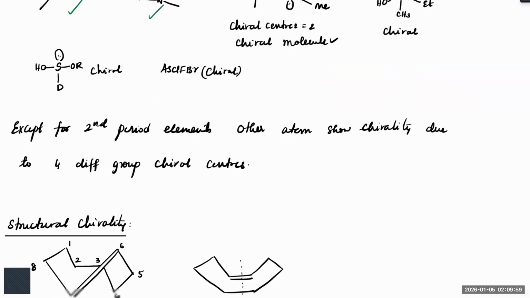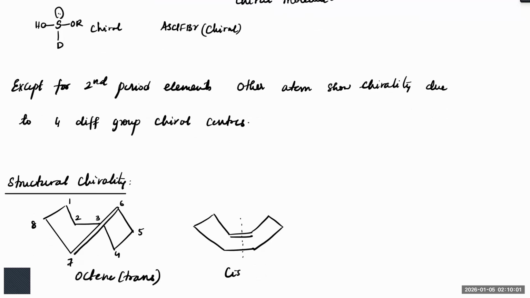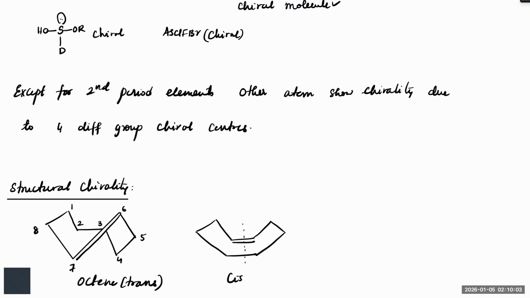Next, except for the second period elements, other atoms show chirality due to four different groups in the chiral centers. So only carbon and nitrogen have this problem. When they have a lone pair, they undergo inversion. But if it is phosphorus, sulfur, chlorine, arsenic, antimony, any of these cases, they all will show chirality.